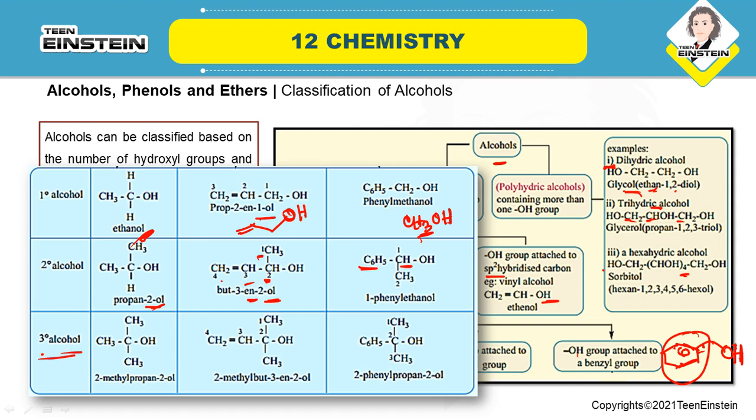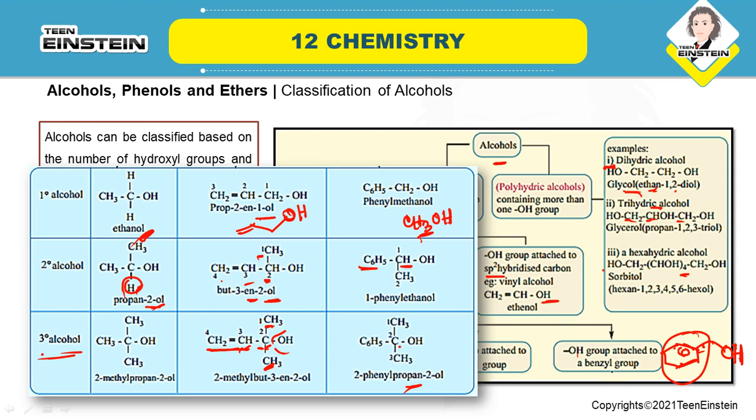3 degree alcohol, simplest example, 2-methyl propan-2-ol, but the other 2 examples that are possible are, now we also have a C=C double bond attached to this carbon with which OH is attached, but it is 3 degree. Why? Because the carbon with which OH is attached is attached to 3 more carbons, so that is why it is 3 degree. And another example is 2-phenyl propan-2-ol. In propan-2-ol, CH3CHOHCH3, if you remove this H and place a phenyl group, it will be called 2-phenyl propan-2-ol.